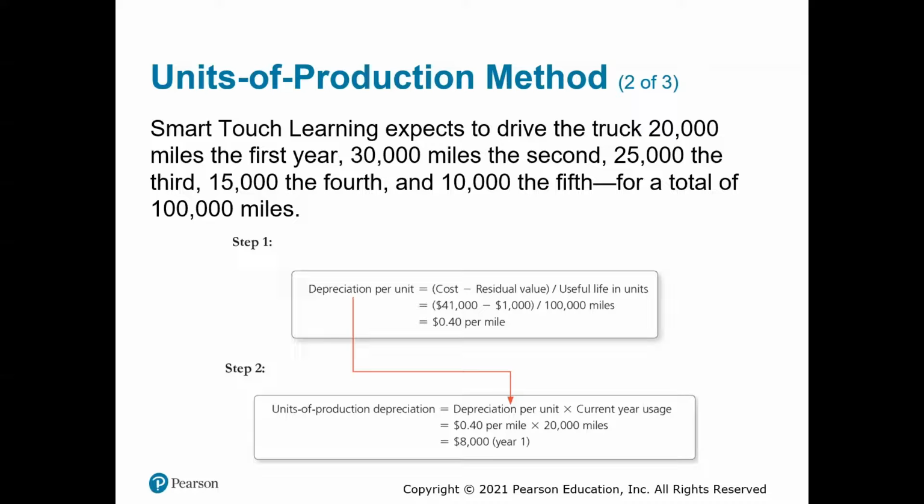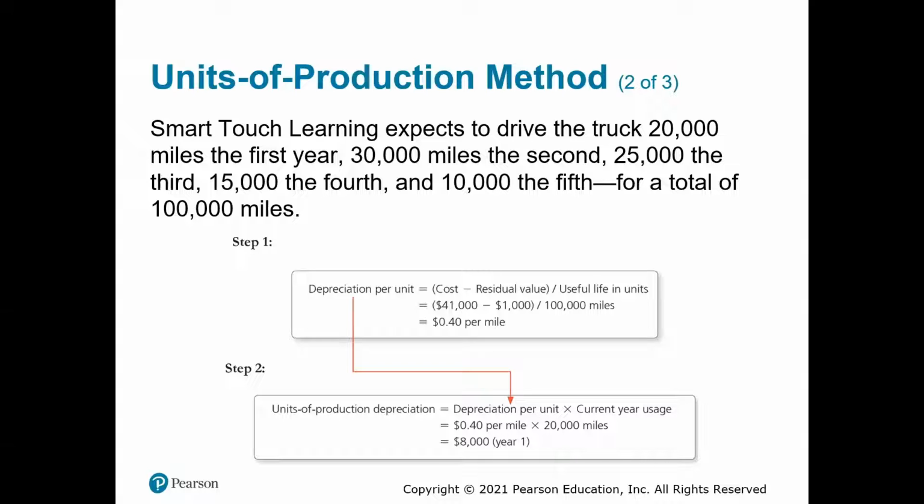Continuing with the truck example. Assume it is expected to be driven 20,000 miles the first year, 30,000 the second, 25,000 the third, 15,000 the fourth, and 10,000 the fifth, for a total useful life of 100,000 miles.